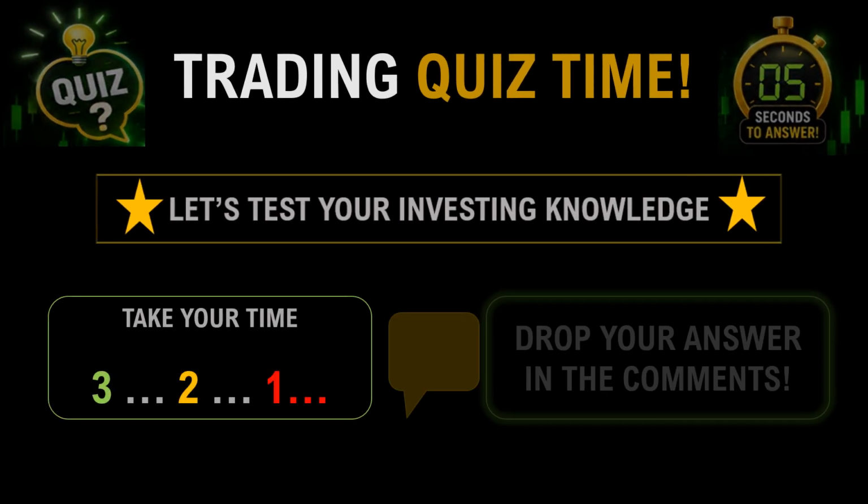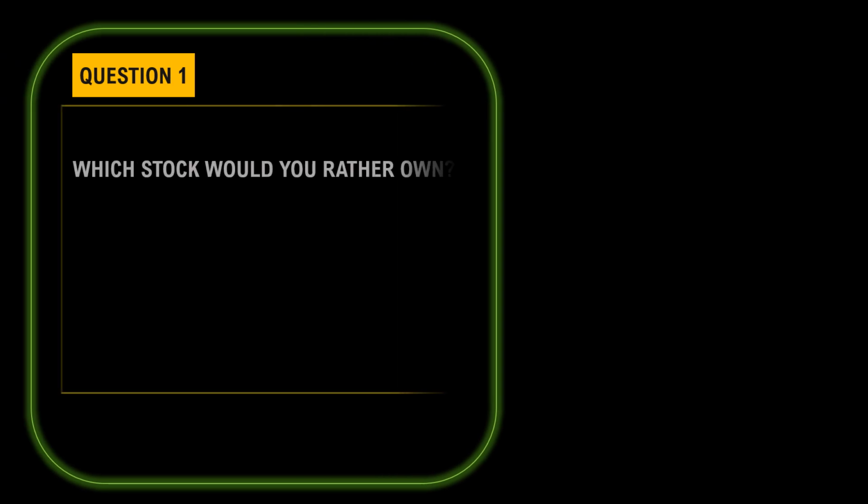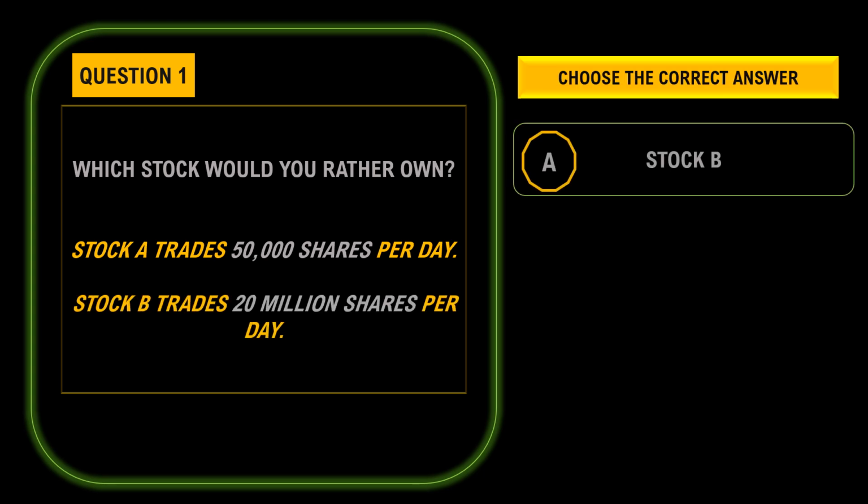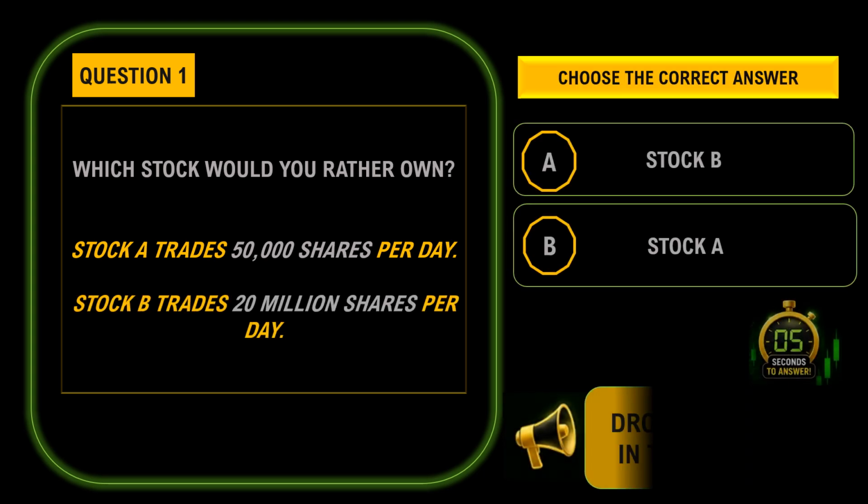And here's a quick question for you. Which stock would you rather own? Stock A trades 50,000 shares per day. Stock B trades 20 million shares per day. Pause the video and drop your answer in the comments.